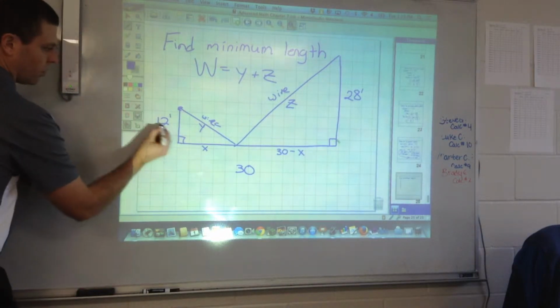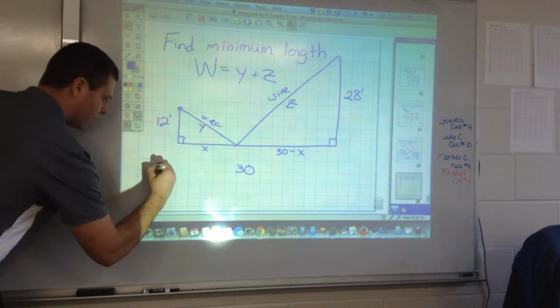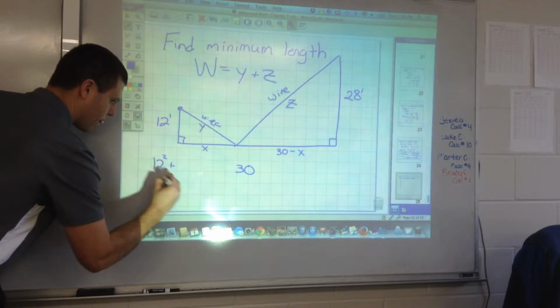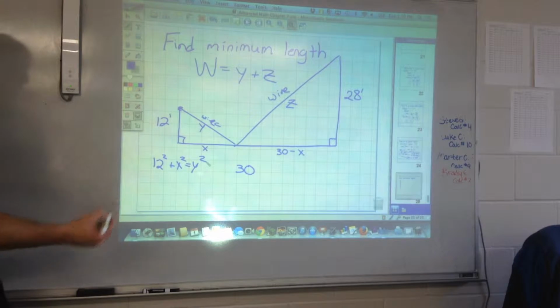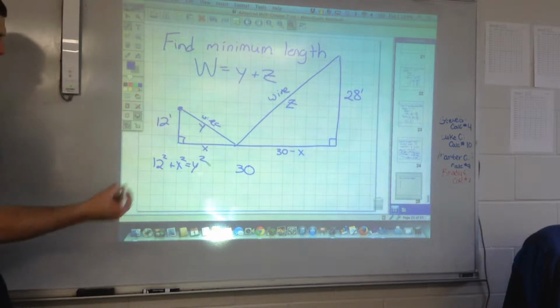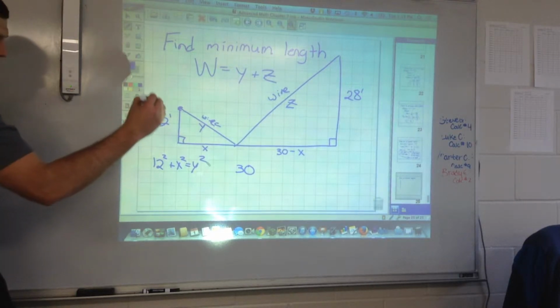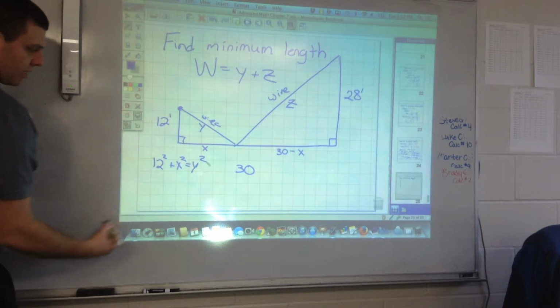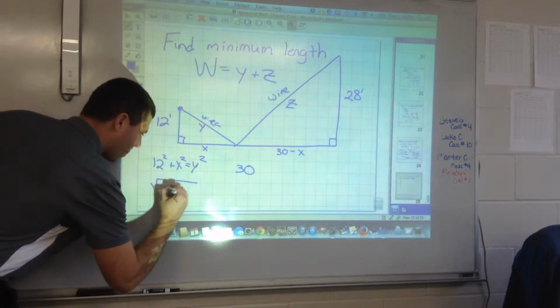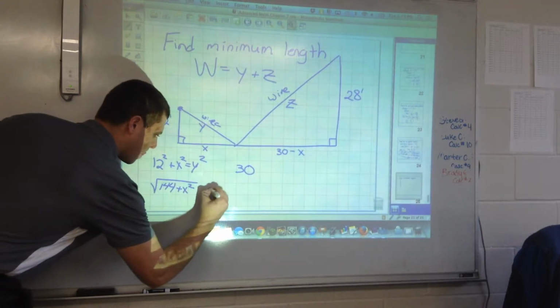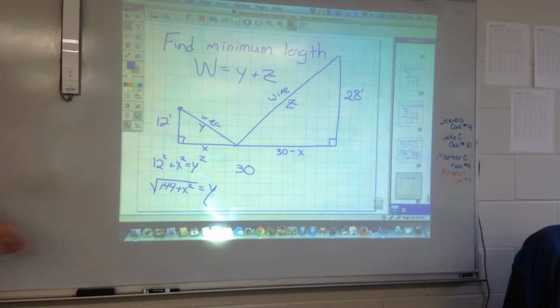Pythagorean's theorem would say 12 squared plus x squared equals y squared. Bless you. Thank you. You're welcome. So therefore, y would equal the square root of this side, so 144 plus x squared. So y would equal this amount, whatever that is. And we can do z similarly.